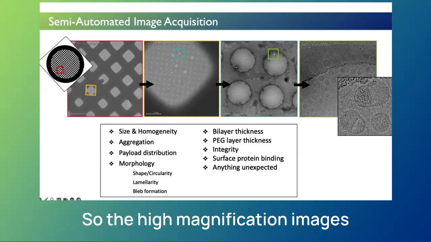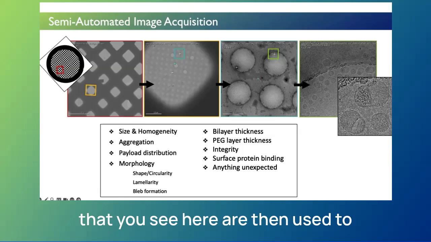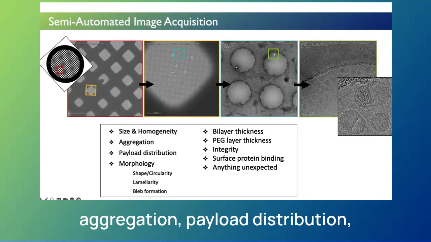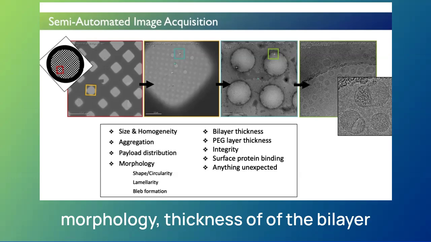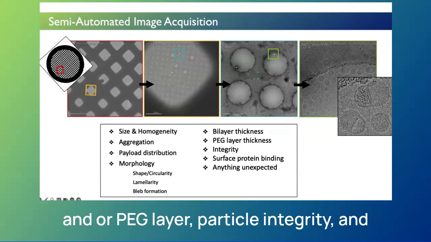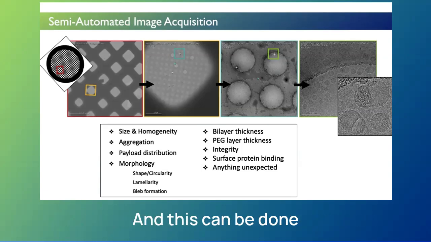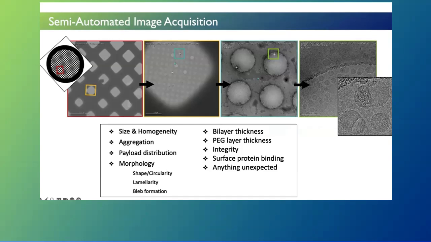So the high magnification images that you see here are then used to assess particle size, homogeneity, aggregation, payload distribution, morphology, thickness of the bilayer and/or PEG layer, particle integrity, and distribution of surface protein if present. And this can be done all within a single data set.